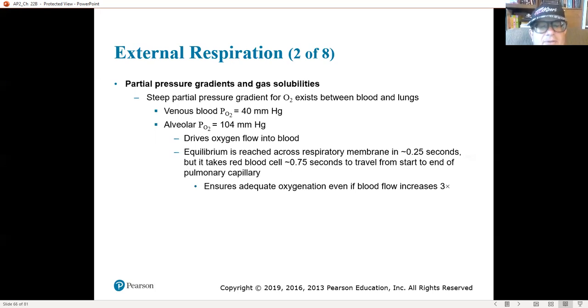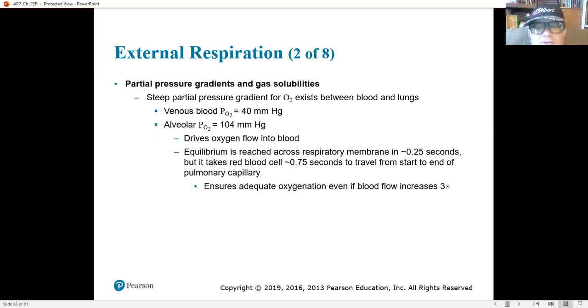Anyway, let's move on. So, partial pressure gradients and gas solubilities. There's a big gradient for oxygen between blood and the lungs. Venous blood has 40 millimeters of oxygen in it. Why? Because we're using up all the oxygen in the tissues. So it comes in with pretty low oxygen, 40 millimeters of mercury. The air has 104 millimeters of mercury. That's why oxygen wants to leave the air and go into the blood, because just like when we talked about ventilation, you move from high pressure to low. Well, you do the same thing when we talk about respiration, move from high pressure to low.